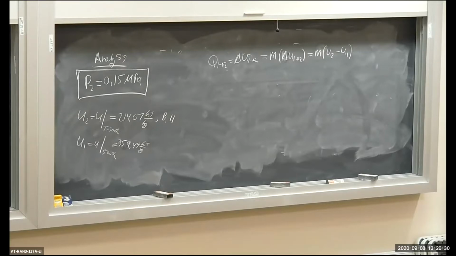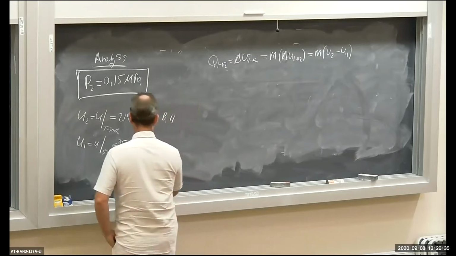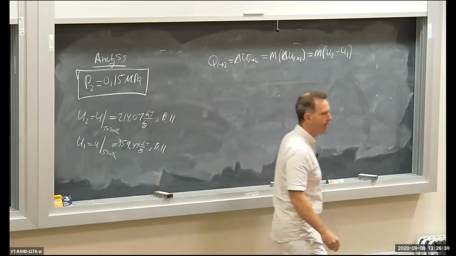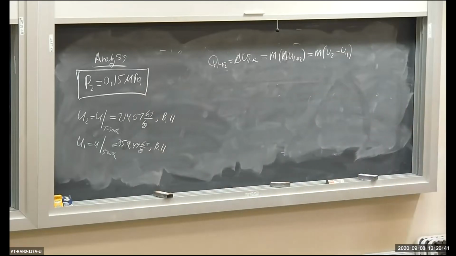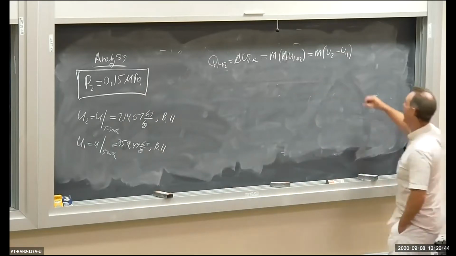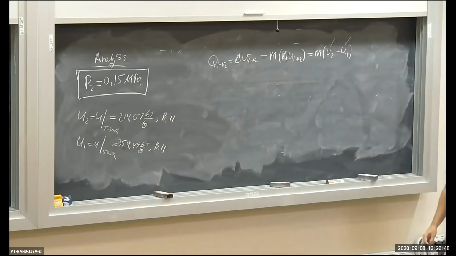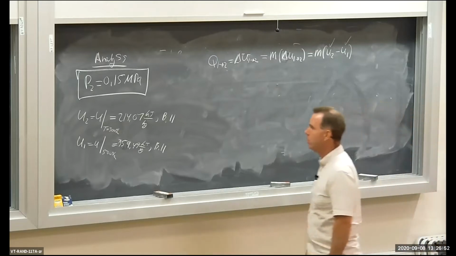Okay, so I've written the specific internal energies from table B11 at 300 degrees and 500 degrees. So now we can plug it into our energy balance. I have U2 and I have U1. The only thing is I don't have the mass of my system. Where are we going to get the mass?